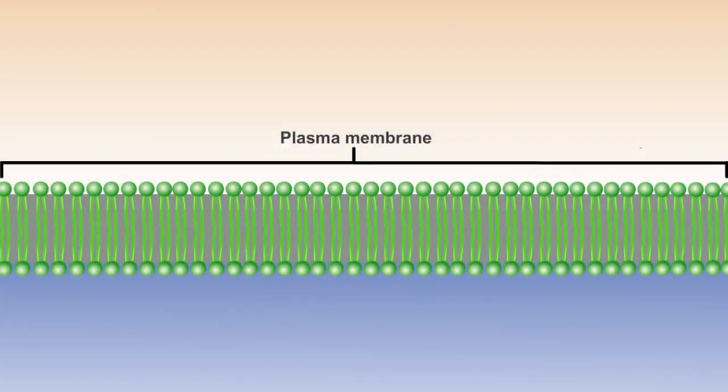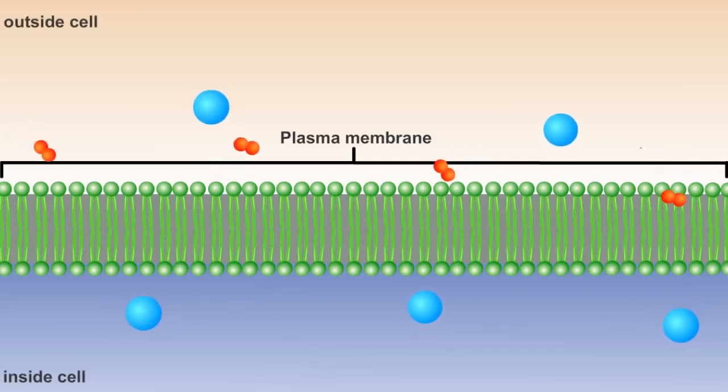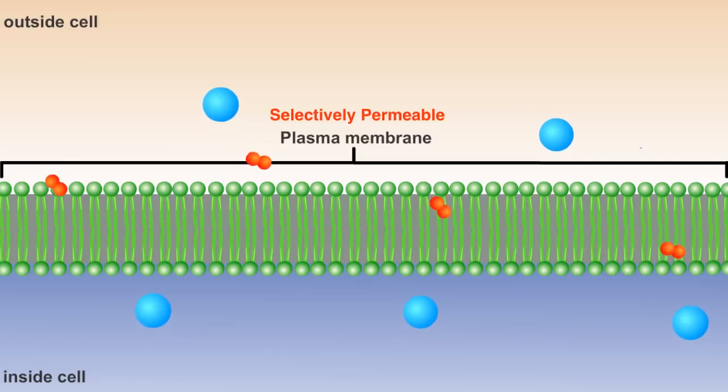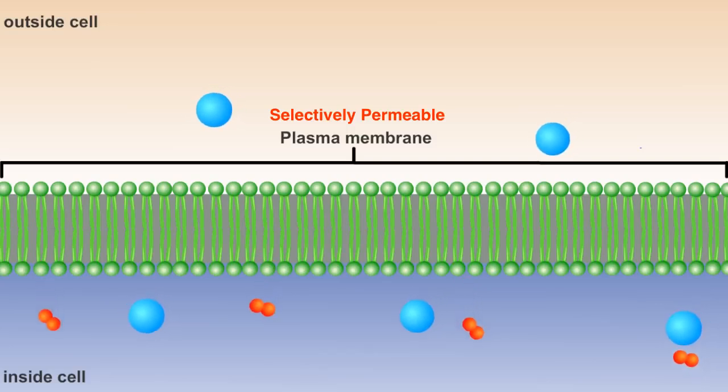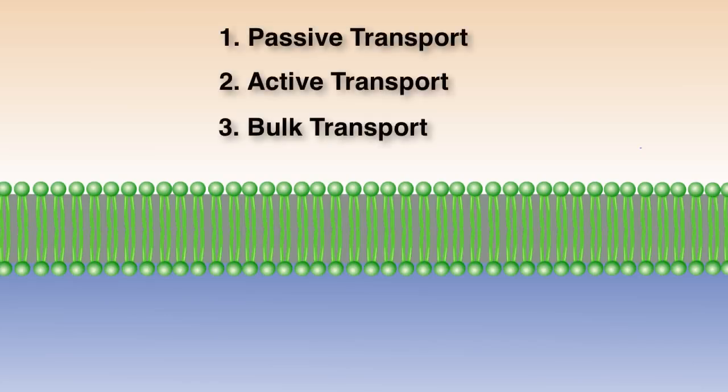The plasma membrane regulates the passage of molecules into and out of the cell. It's capable of carrying out this function because it's selectively permeable, meaning that it allows certain substances to pass while preventing others. Basically, substances enter the cell in one of three ways: passive transport, active transport, or bulk transport. Let's look at each of these in turn.